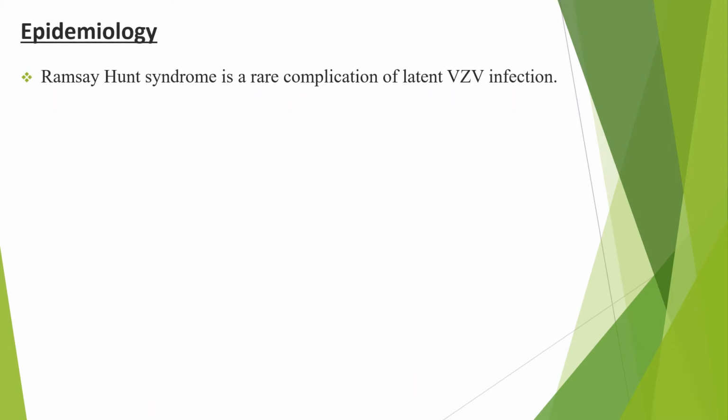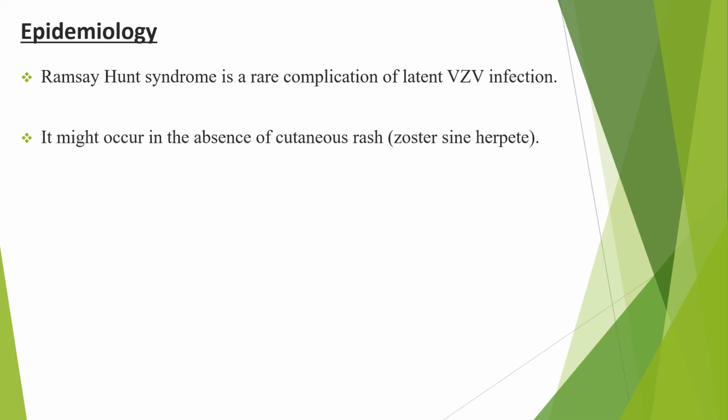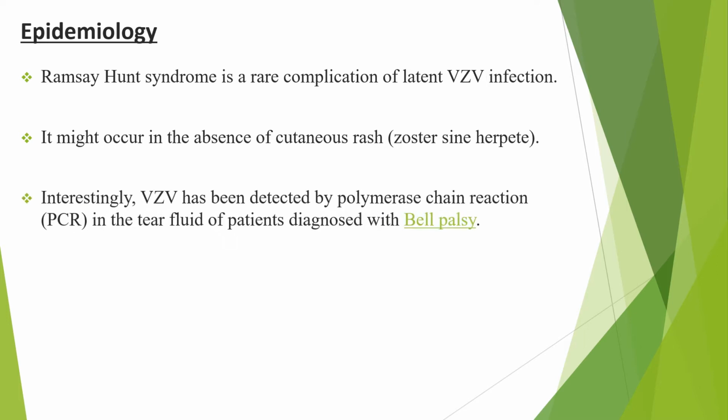Regarding epidemiology, Ramsay Hunt syndrome is a rare complication of latent varicella zoster virus infection. It might occur in the absence of cutaneous rash, and it's rare in children less than 6 years of age. Interestingly, varicella zoster virus has been detected by PCR in the tear fluid of patients diagnosed with Bell's palsy. So, absence of cutaneous rash doesn't rule out Ramsay Hunt syndrome.